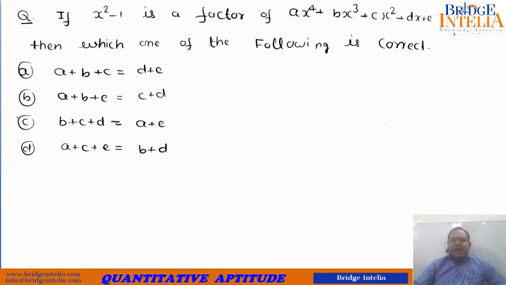If x square is a factor of this given expression, then which of the following is correct? Now let us understand something. What is meant when it is given that one expression is the factor of another expression? Let us understand that first.